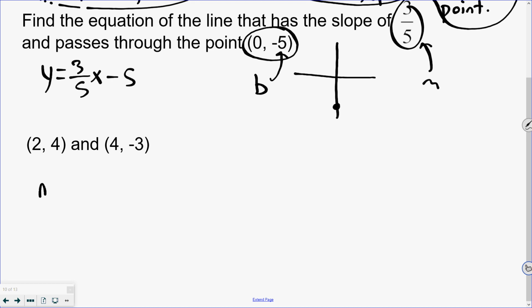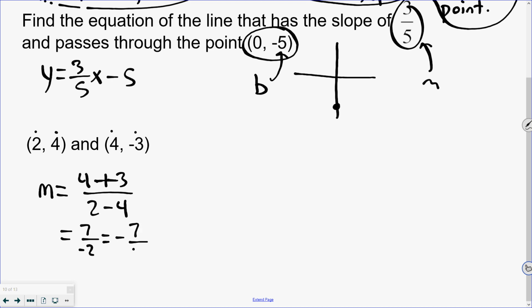We just did that. We go m equals, I subtract the y's. So I'm going to go 4 minus negative 3. Make sure I go in the same order. I have to go 2 minus 4 on the bottom. So that changes to a plus, which is 7. 2 minus 4 is a negative 2. A positive and a negative make a negative. So my slope comes out to be negative 7/2.